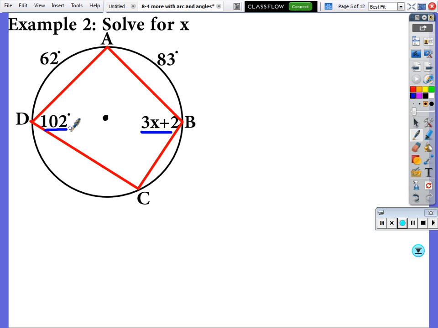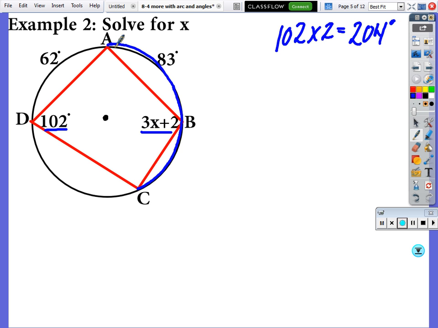Everybody see it? So we know that its intercepted arc, which would be from here to here, since it opens up like that, is going to be twice the amount of that. So we know that that blue arc is going to be twice its intercepted arc. So 102 times 2 will equal 204 degrees. So the entire blue arc here is 204 degrees.